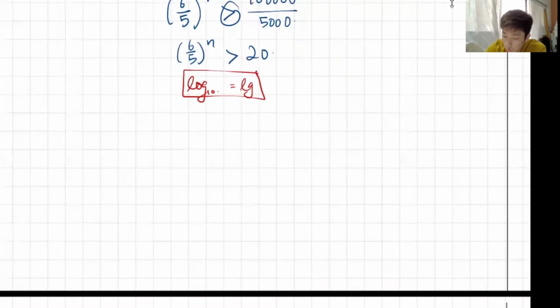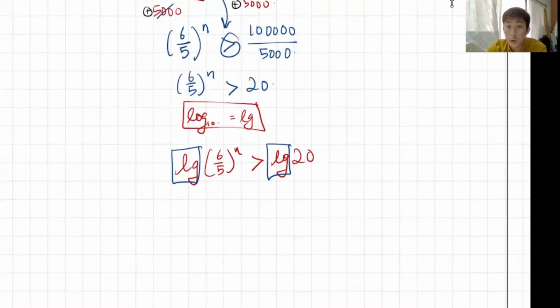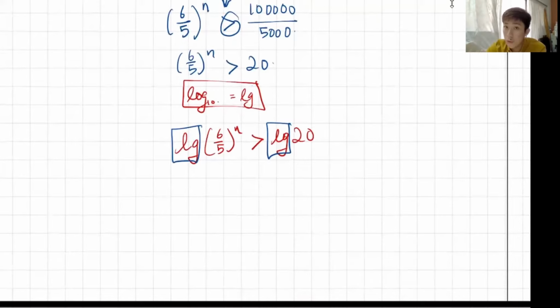So I'll write the new one. I'll write log base 10 of (6/5)^n is greater than log base 10 of 20. You see, when I write lg, I don't have to put the 10. What I've just done is introduce log base 10 on both sides. As I mentioned in the previous video, what I introduce on the left, I will introduce on the right, okay?